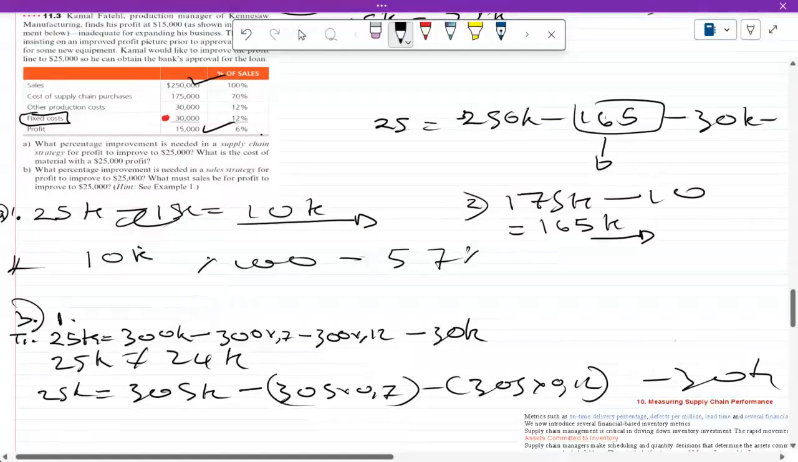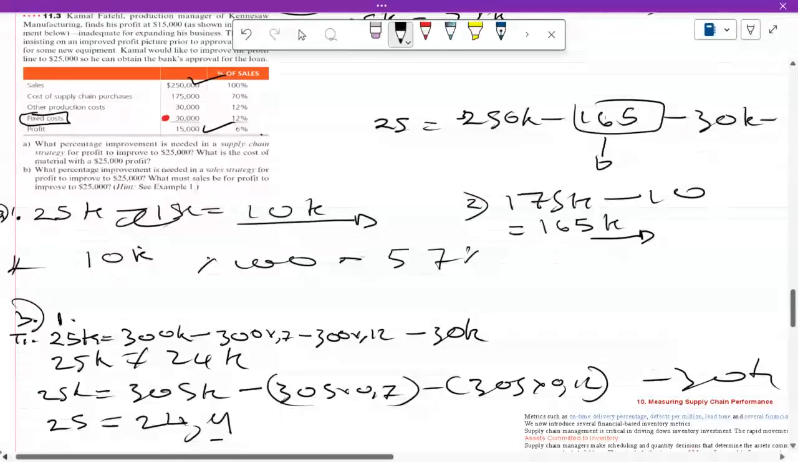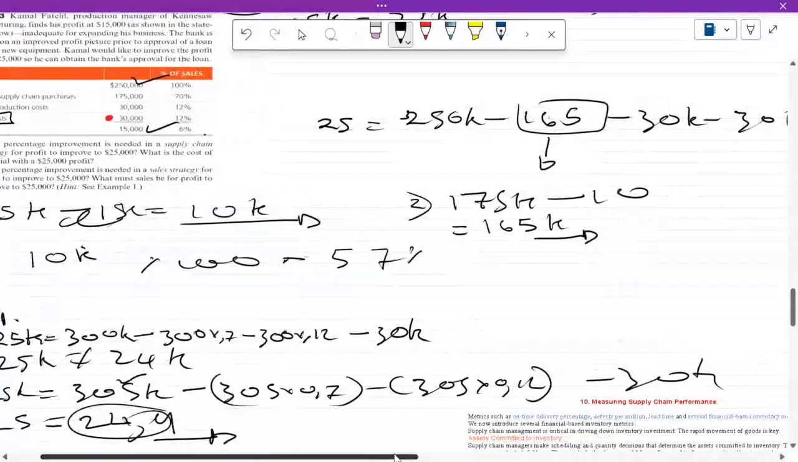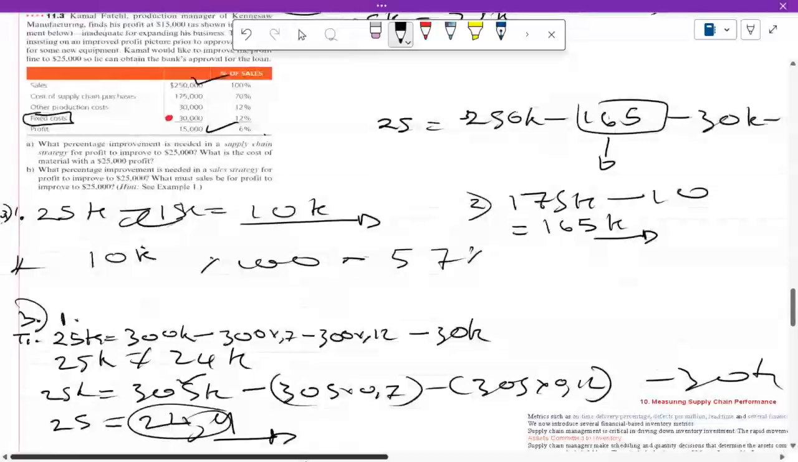Right, then we're getting almost. In the test, I'll give you something that is on the dot. It says 25 is almost equals to 24.9. Almost equals to. So we know that it's our 305. So what are they asking us? The percentage improvement. 305 is the new sales.